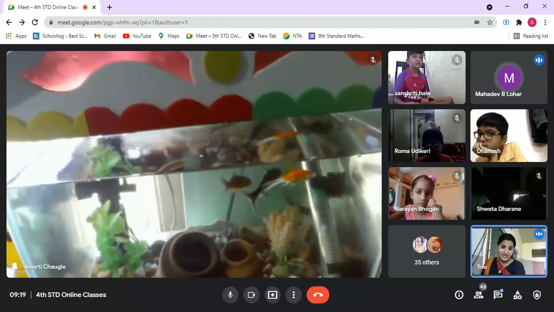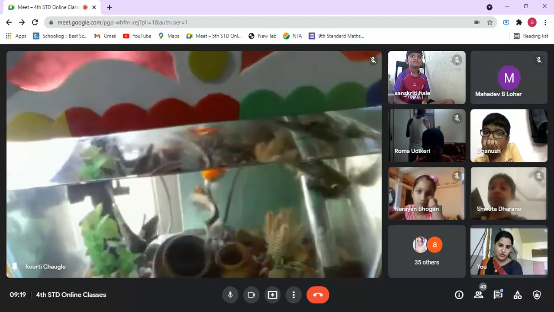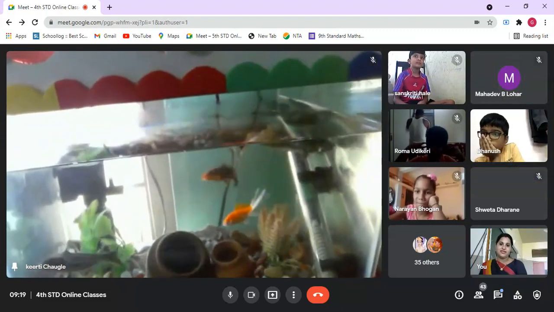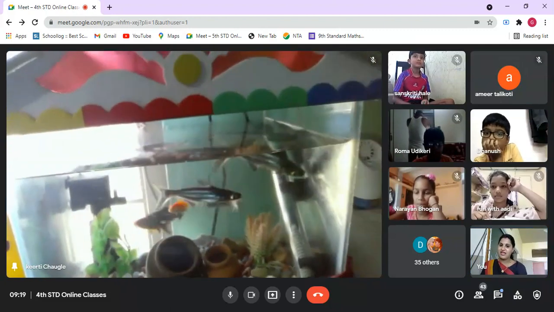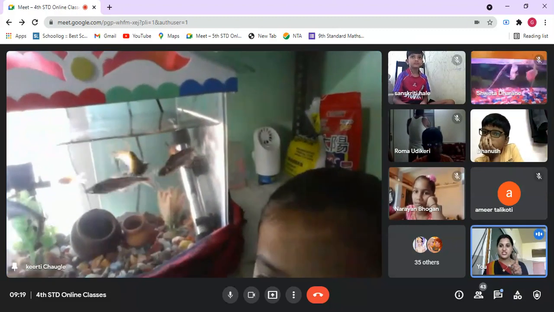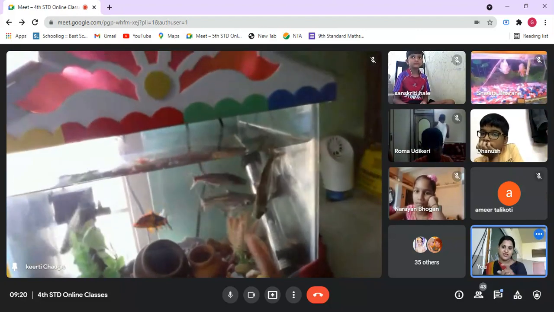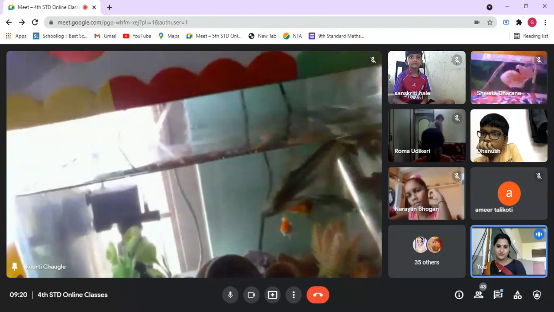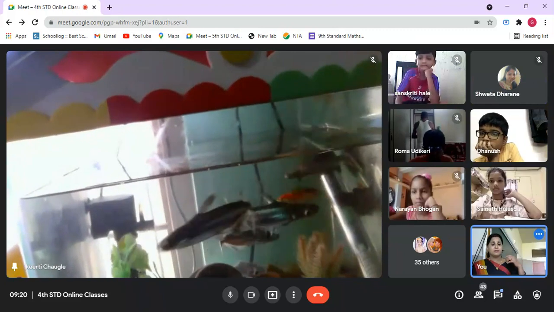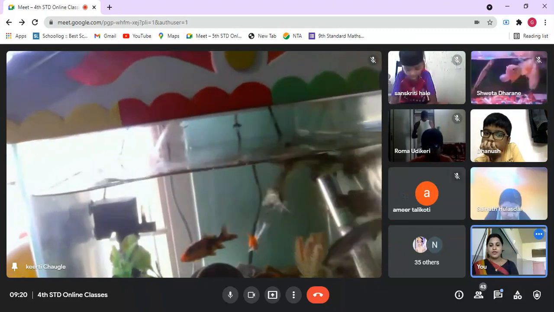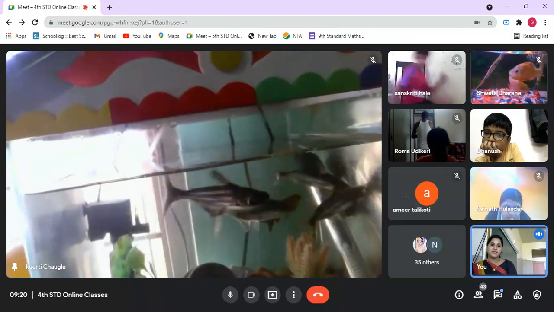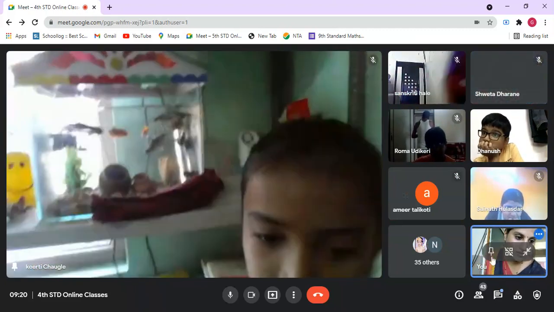There are many. There is a goldfish also. The orange colored fish which you can see is called the goldfish. Kirti, am I right? Yes, ma'am, it is goldfish and it is shark. Those are the sharks, and the orange one is the goldfish. So there are many species in fishes. Shark is there in your book, for example, and even the goldfish. Thank you, Kirti.